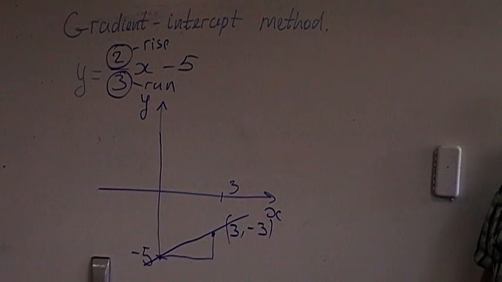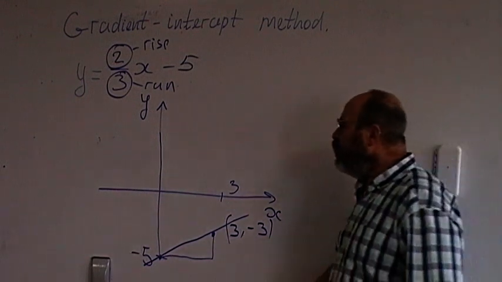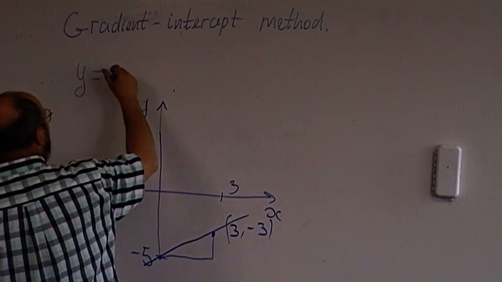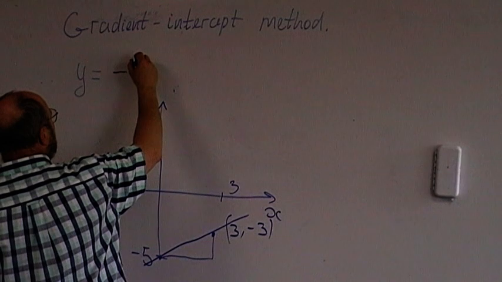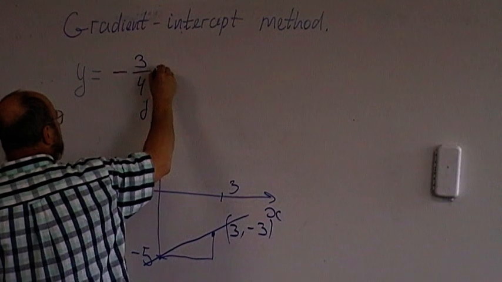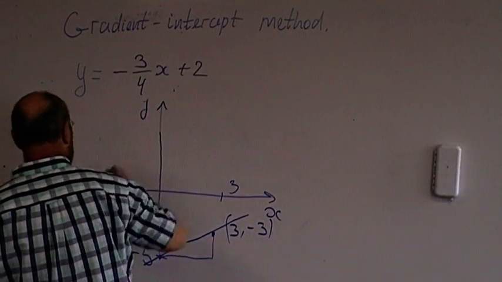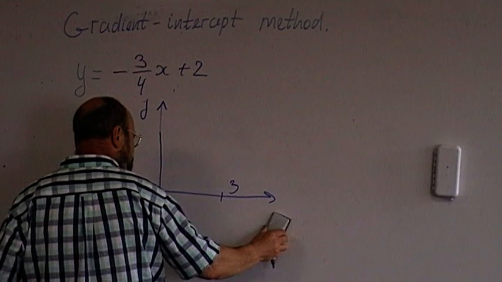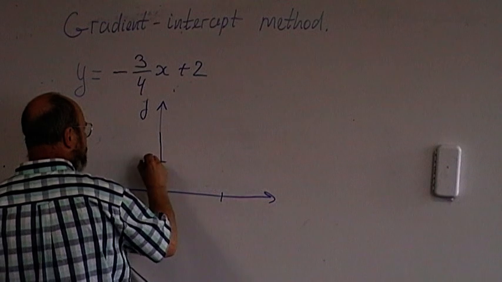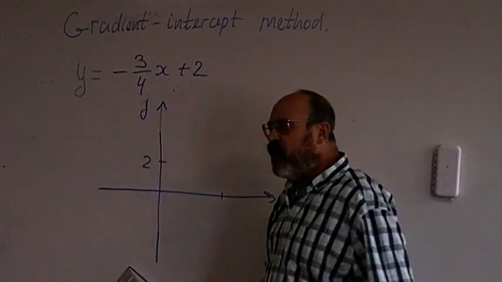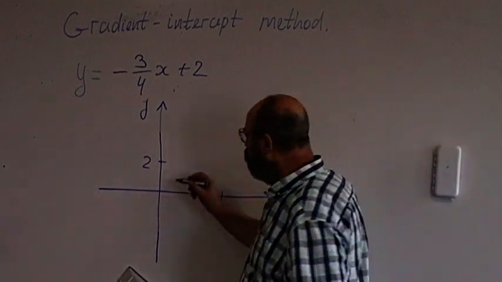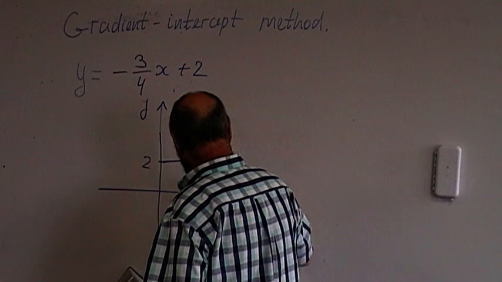Now, one more example of this method. The question would be: sketch the straight line graph y equals negative 3/4 x plus 2. So we start from the y-intercept, 2. By how much do we run? By 4. Run is always positive. We run by 4.